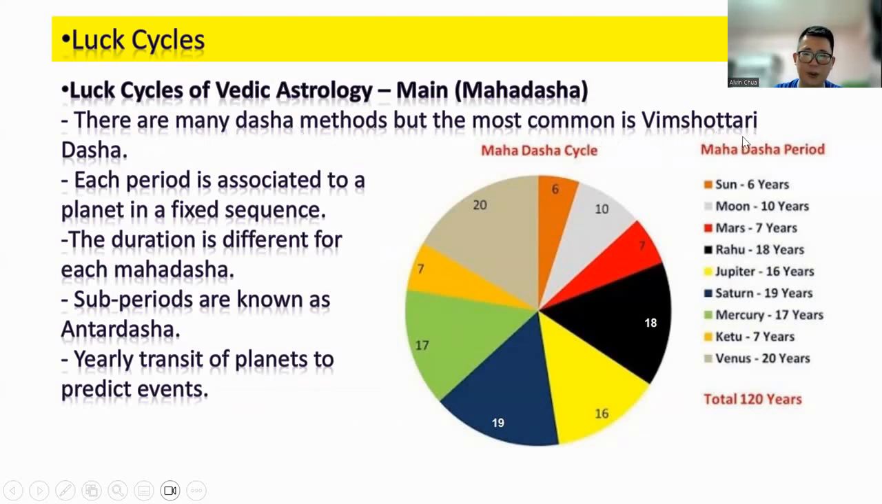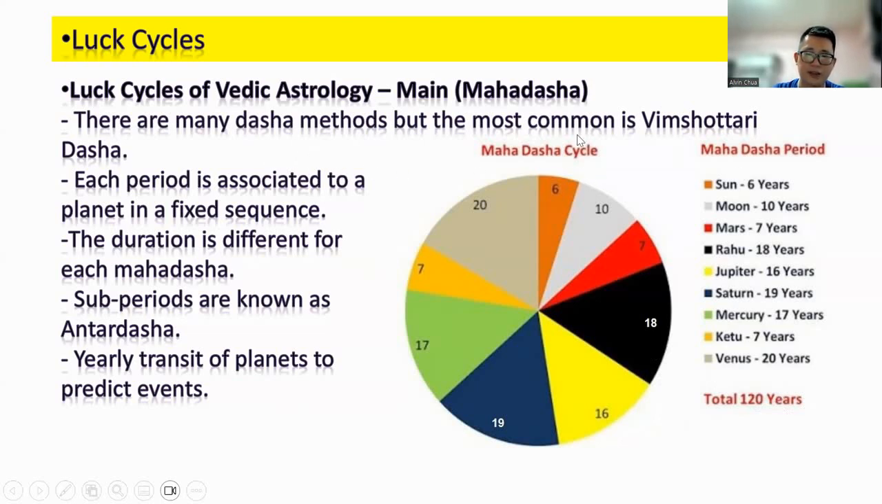Vimshottari means 120. Why 120? Because it literally means that the cycle lasts only for 120 years. Based on ancient times, the saints believed that the average person won't live past 120 years. Even in modern times, those people who live to a ripe old age don't live past 120, maybe 110, 115, then they pass on.